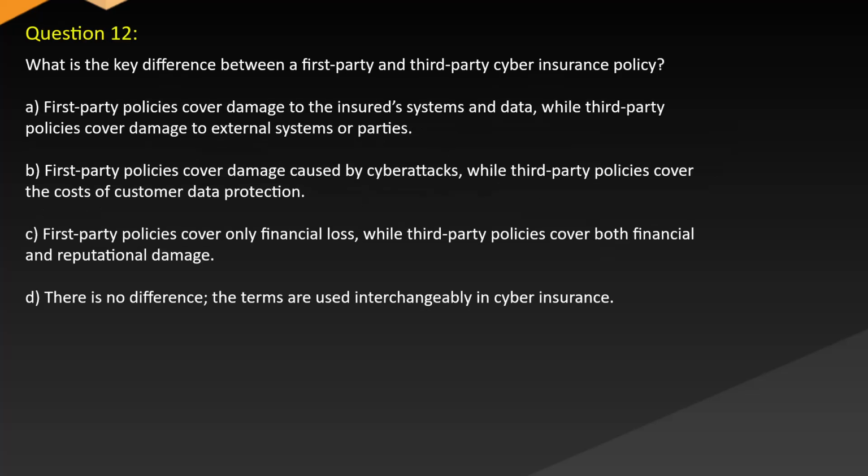Question 12. What is the key difference between a first-party and third-party cyber insurance policy? A. First-party policies cover damage to the insured systems and data, while third-party policies cover damage to external systems or parties. B. First-party policies cover damage caused by cyber attacks, while third-party policies cover the costs of customer data protection. C. First-party policies cover only financial loss, while third-party policies cover both financial and reputational damage. D. There is no difference. The terms are used interchangeably in cyber insurance.